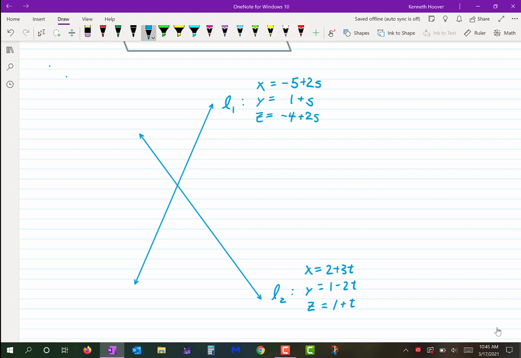Now would those two lines be enough to determine the equation of a plane? Well, I have to say something about that. If they were parallel, then they would determine a plane, meaning if you're given two parallel lines, that's enough information to find the equation of one plane that the two lines have to lie on. Okay, but these aren't parallel because you can see their direction vectors. For line 1, the direction vector is 2, 1, 2. And for line 2, the direction vector is 3, -2, 1. And those aren't parallel. Okay?